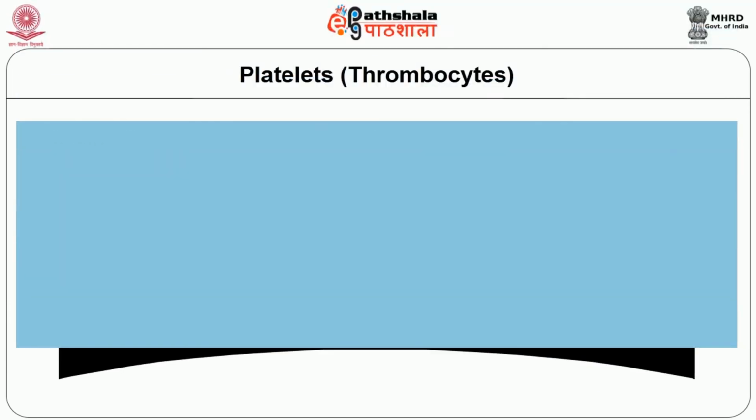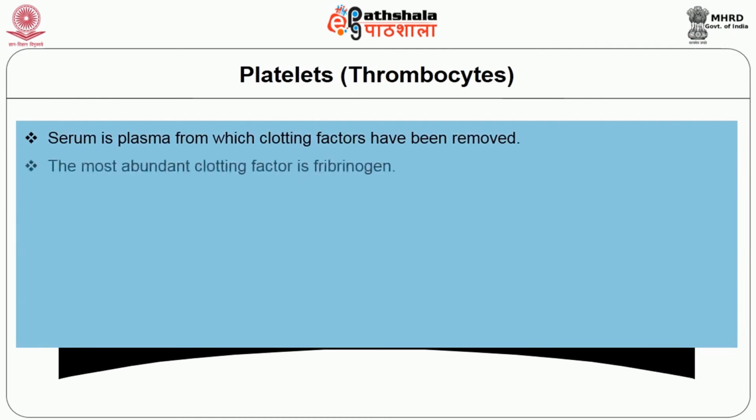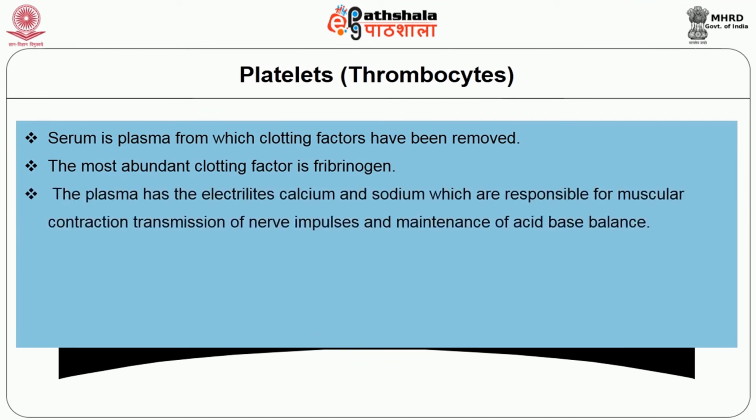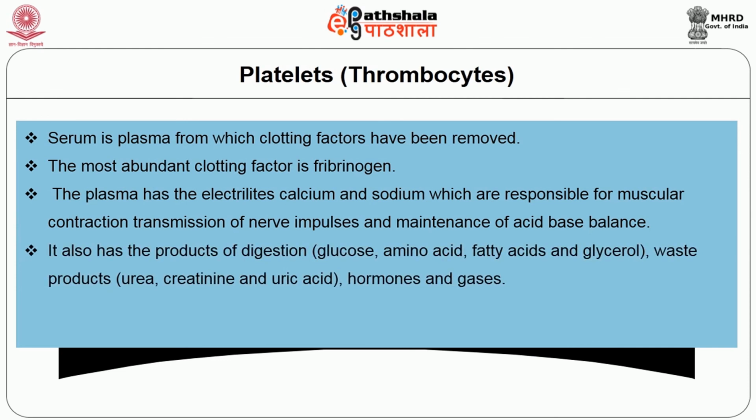The serum is plasma from which the clotting factors have been removed. The most abundant clotting factor is fibrinogen. The plasma has the electrolytes calcium and sodium, which are responsible for muscular contraction, transmission of nerve impulses, and maintenance of acid-base balance. It also has the products of digestion, namely glucose, amino acids, fatty acids, and glycerol. Then waste products, namely urea, creatinine, and uric acid, as well as the hormones and gases.